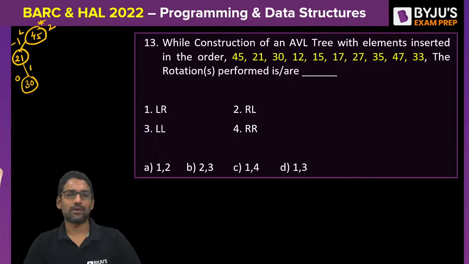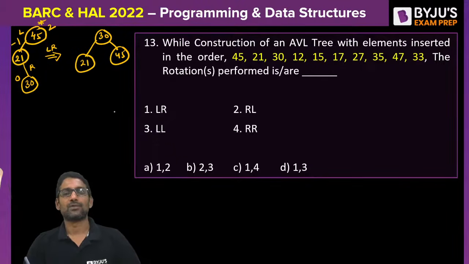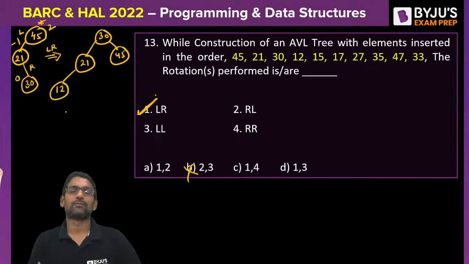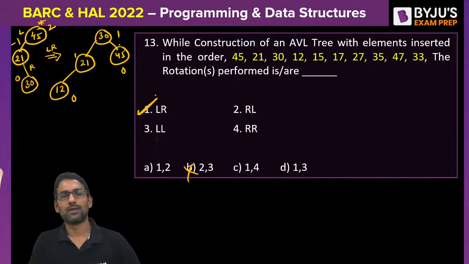So what rotation we do here? LR rotation we do. So when you do LR rotation, 30 becomes parent, 45 would be right, and 21 would be left. So we do definitely LR rotation. So definitely the answer is not B. Then I am inserting 12. If you find the balance factors 0, 1, 0, 1, so it is balanced, no need of rotation.